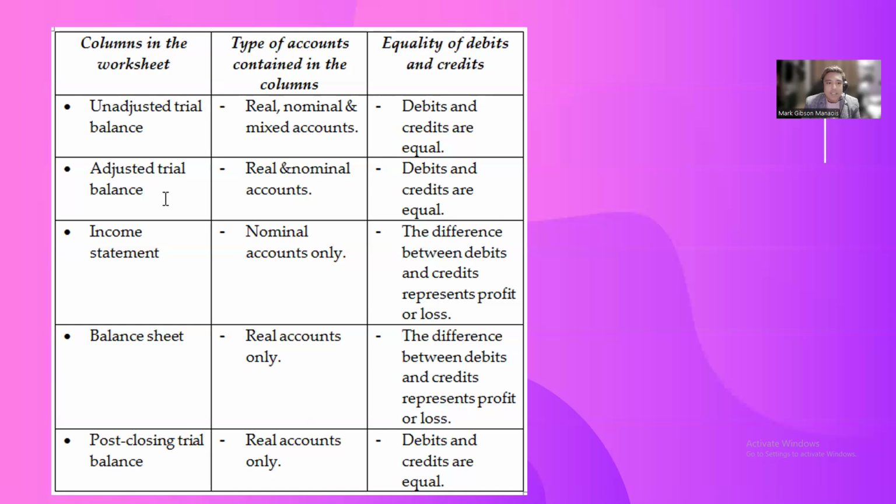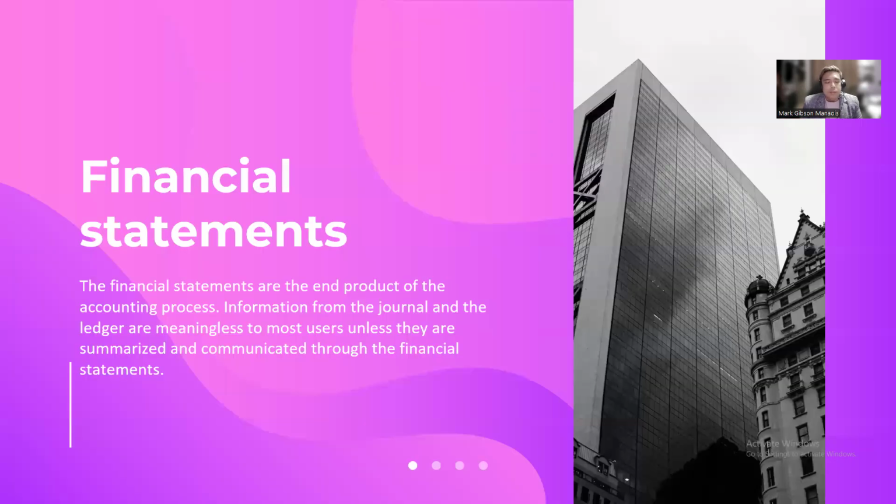Adjusted trial balance: again, these are real and nominal accounts. For the income statement, like I said earlier, only nominal accounts or the temporary accounts. Balance sheets, only real accounts or your permanent accounts. And then finally, for your post-closing trial balance, we have the real accounts only. And obviously, every time we post an entry, your debits and credits have to be equal.